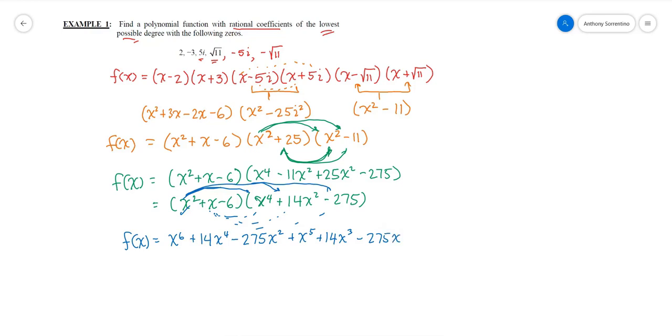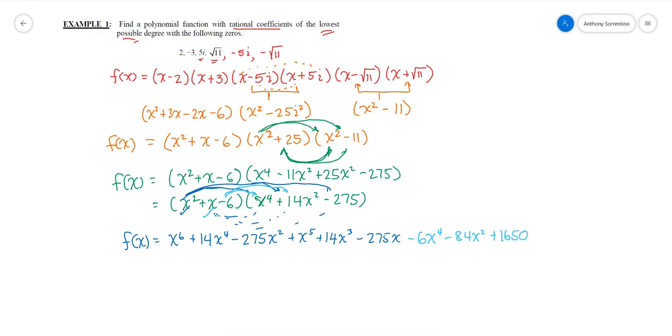And then lastly, negative 6 times x to the fourth gives me a minus 6x to the fourth. It's the same procedure we often use for foiling. Negative 6 times 14x squared is going to give me a minus 84x squared. It's just that you have to make sure you're keeping track of which quantity in the first one you're multiplying to the quantity in the second one. And negative 6 times a negative 275 is going to be a plus 1650.